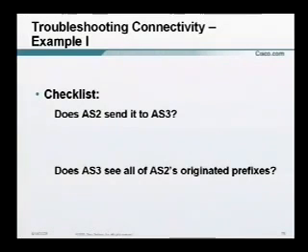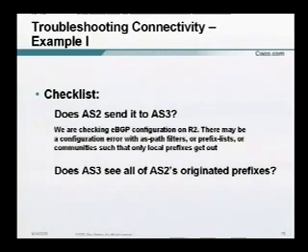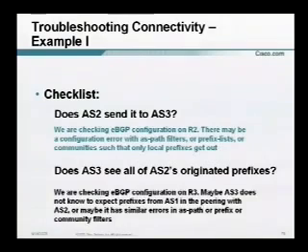Does AS2 send it to AS3? Here we're checking eBGP configuration on router 2 towards router 3. Is it filters, or AS path filters, or prefix lists, or communities, or something like that causing a problem? Does AS3 see all of AS2's originated prefixes? Here we're checking eBGP configuration in router 3. Maybe AS3 doesn't know to expect prefixes from AS1.